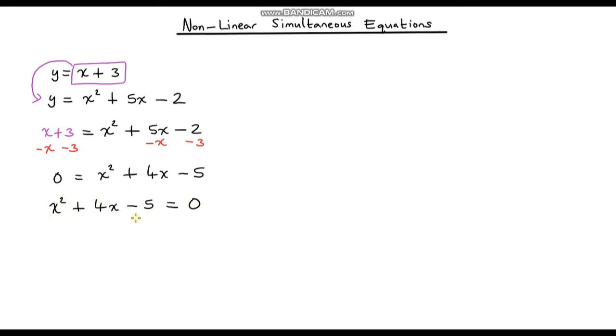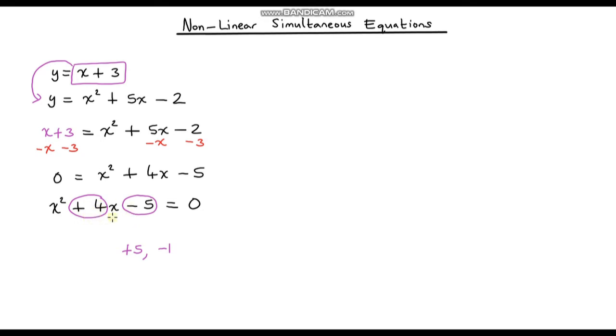I can see it factors very nicely. If I think about two numbers that multiply together to get -5 and add together to get +4, well, one of them has to be negative because I've got a negative product, but the larger one has to be positive because I've got a positive sum. So the numbers I'm thinking of are +5 and -1. So 5 times -1 is -5, and 5 minus 1 is +4.